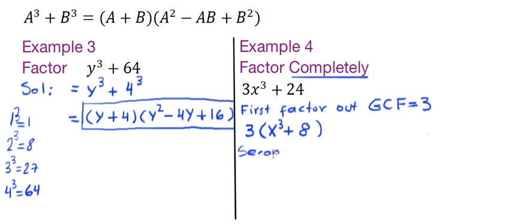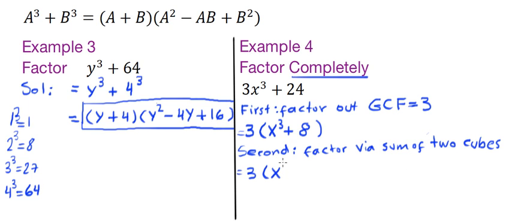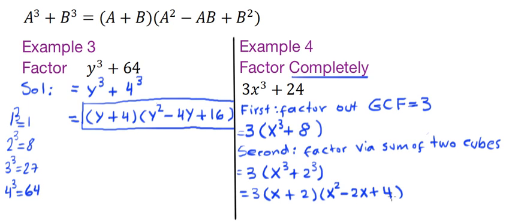Second, factor via sum of two cubes. Okay, so we express this guy x cubed plus 8 as x cubed plus 2 cubed. And then, well, we know that the sum of two cubes factors as the sum of the bases, right? Ignore the number 3's on the top. This is x plus 2 times the square of the first base, x squared. This is plus, switch it to minus. Multiplication of the bases, x times 2 is the same as 2x, plus the square of the second base, 2 squared. 2 squared, 2 times 2 is just 4. Then we are done. This is it.